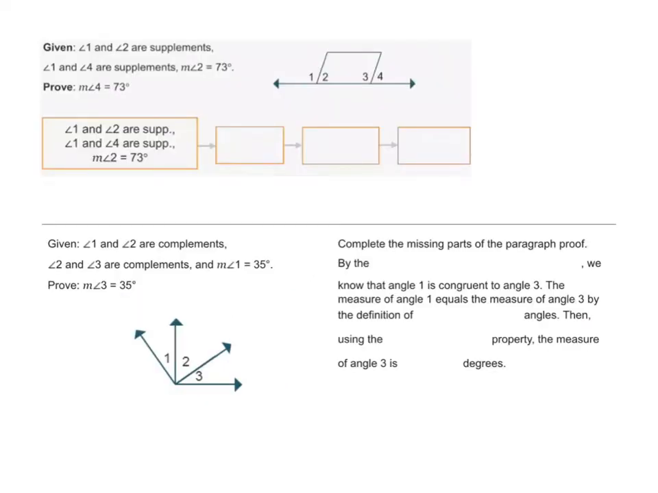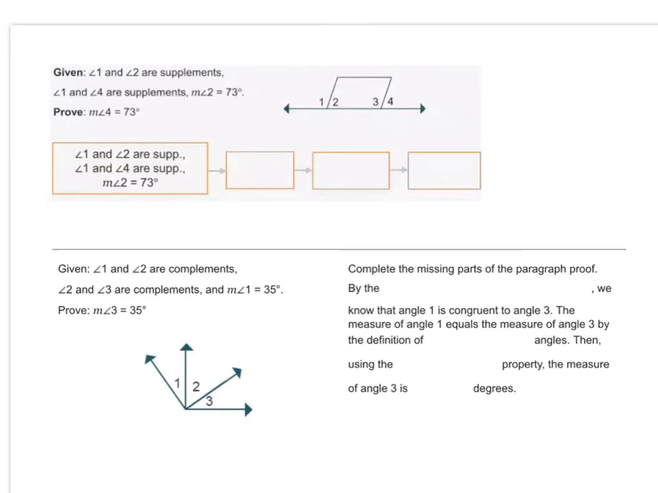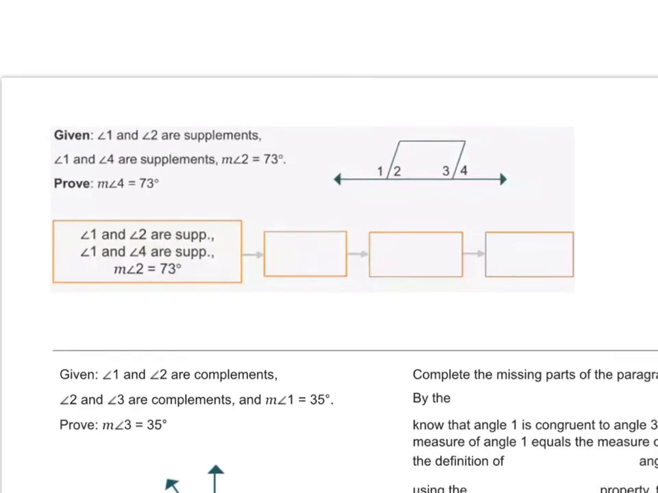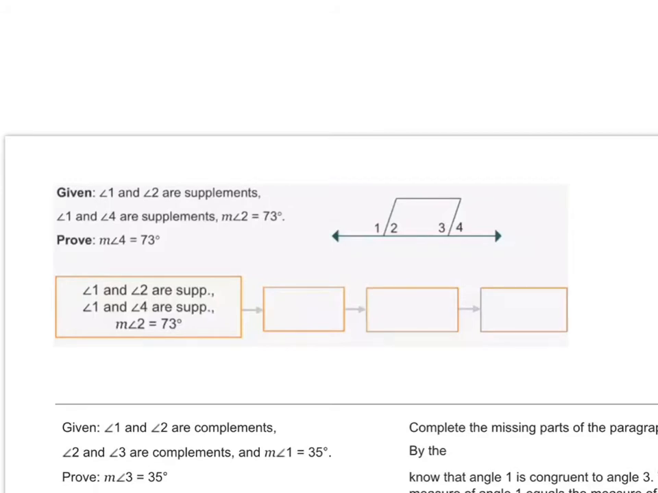This is the next page in the section 6 part 2 notes. Let's go ahead and do this flow chart proof here. We've got that angle 1 and angle 2 are supplements, that's given. Angle 1 and 4 are supplements, that's given, and the measure of angle 2 is 73 degrees. We want to prove that the measure of angle 4 is 73 degrees.